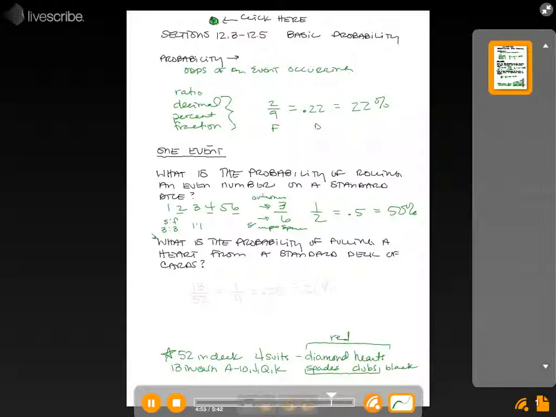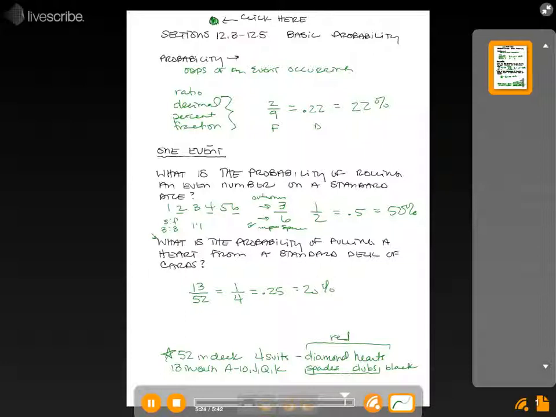What's the probability of pulling a heart from a standard deck of cards? Heart's one of our suits, and we said that there are 13 of each suit in a standard deck of cards. So there's our success. There are 13. Total number of cards in the deck is 52. Now that fraction, 13 over 52, is going to reduce. It's going to become 1/4, which ends up being 0.25, which is 25%.